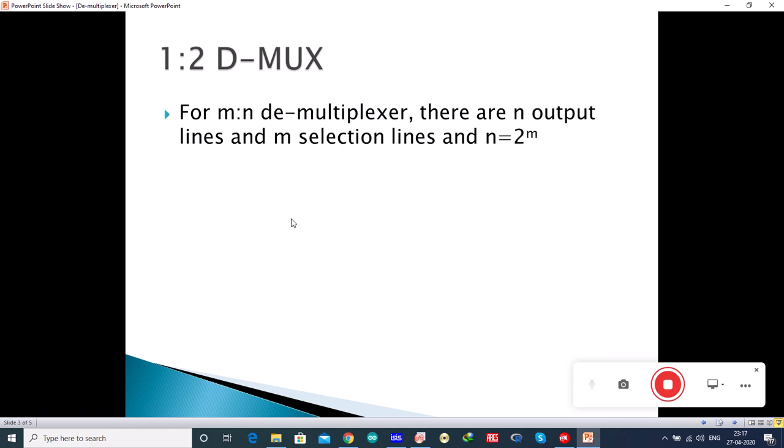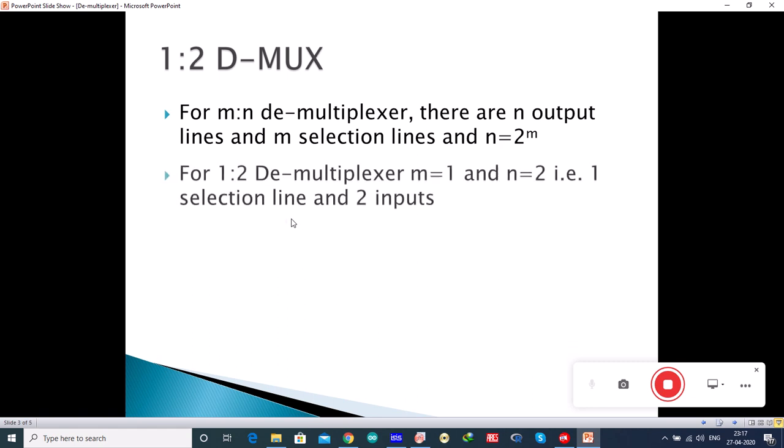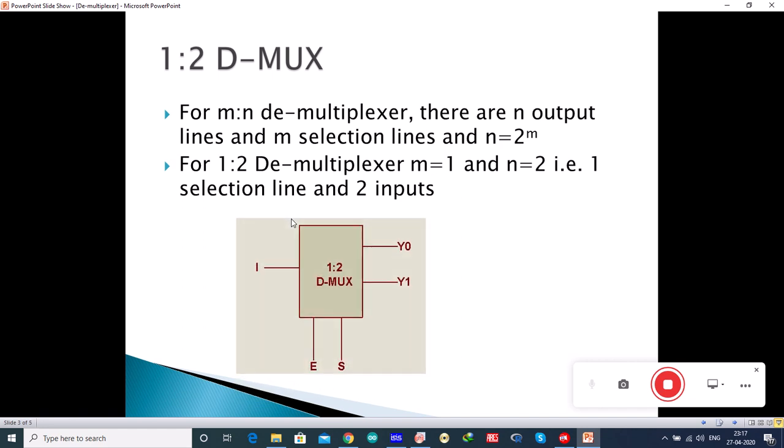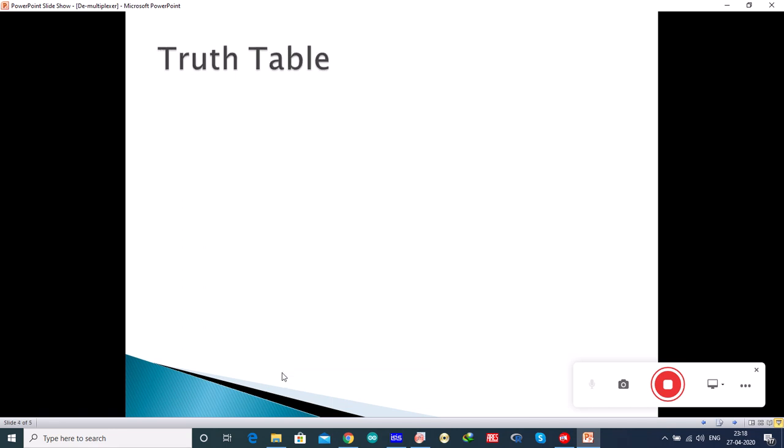We know that for an m by n demultiplexer, there are n output lines and m selection lines, and of course n is equal to 2 power m. So for a 1 to 2 demultiplexer, we must have one selection line and two output lines. This is the block diagram of a 1 to 2 demultiplexer which has one input line labeled as I and two output lines y0, y1, one select line and also enable input.